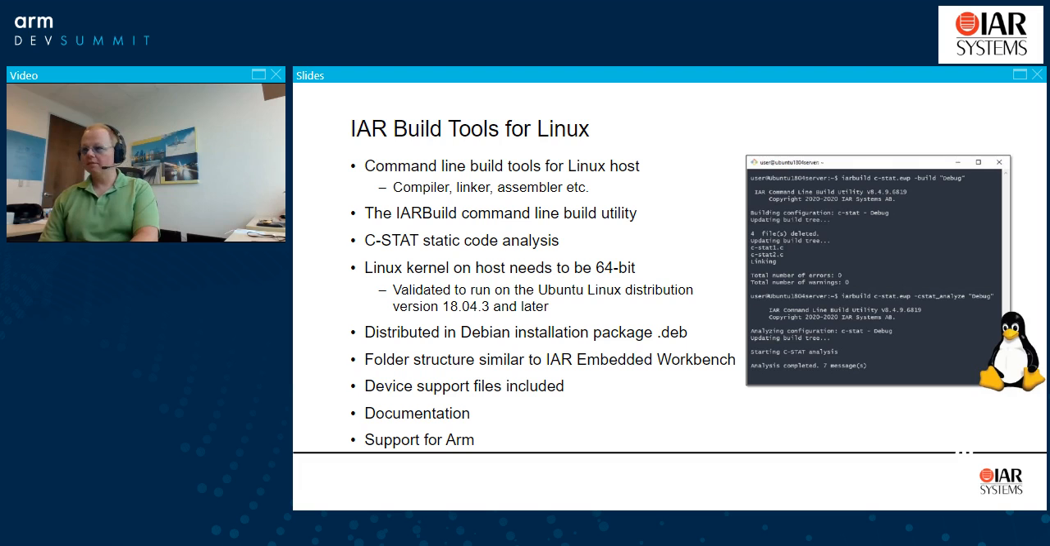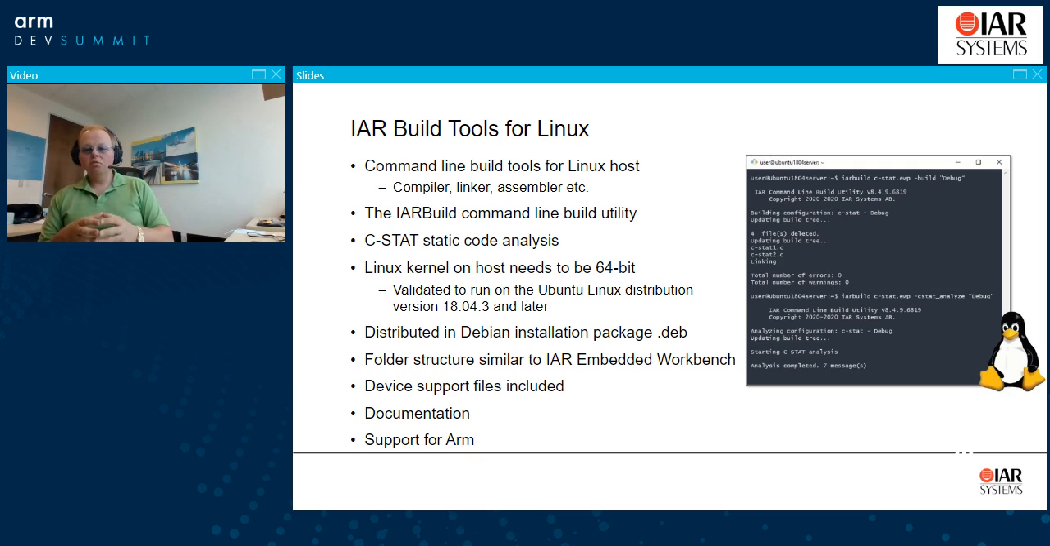Now, to this end, we have ported our tools over to Linux, the build tool chain. So we have a complete command line build tool chain that you can use from a Linux host. So that would be a compiler, a linker, an assembler, etc. The IARBuild utility allows you to basically call IARBuild with a project name and then with the build configuration, and it will build everything automatically.